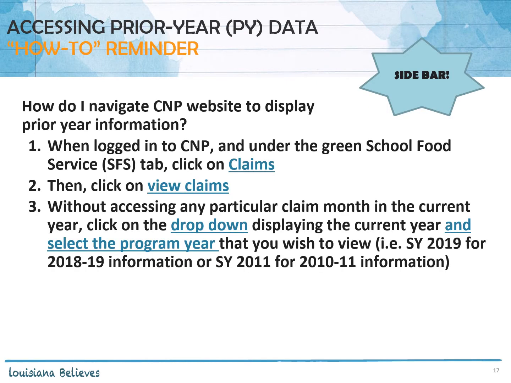How do I navigate the CNP website to display prior year information? These are things such as prior year paid lunch prices and/or claims data. Number 1, when logged into the CNP website and under the green School Food Service tab, click on Claims. Number 2, then click on View Claims. And number 3, without accessing any particular claim month in the current year, click on the drop-down displaying the current year and select the program year that you wish to view. For instance, school year 2019 for 2018-2019 information, or school year 2011 for 2010-2011 information.